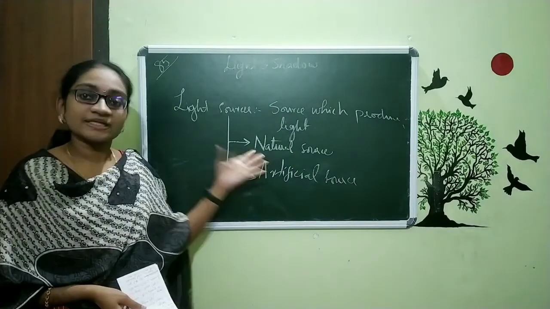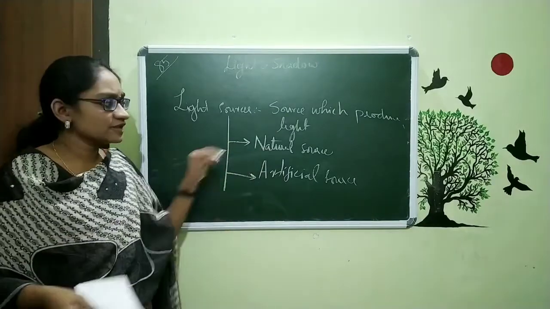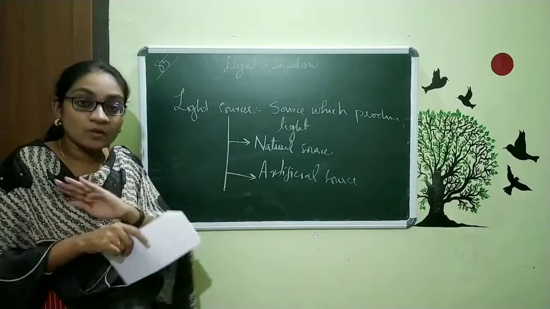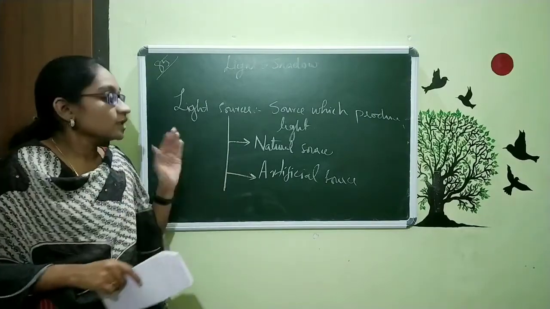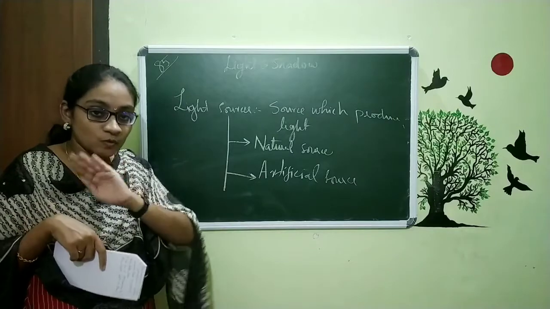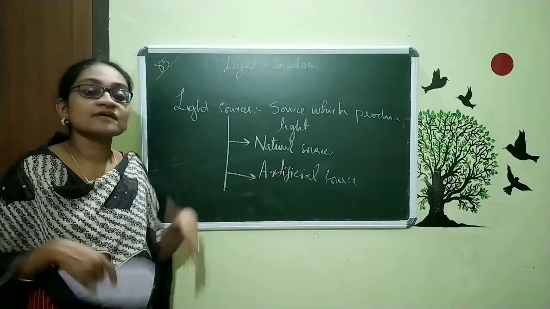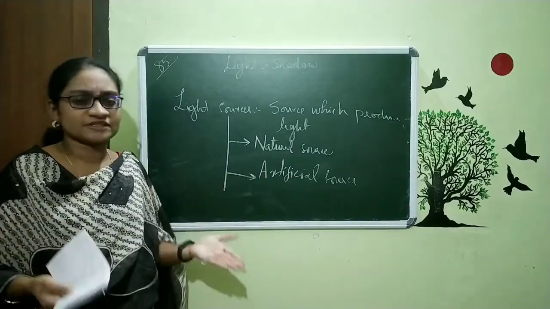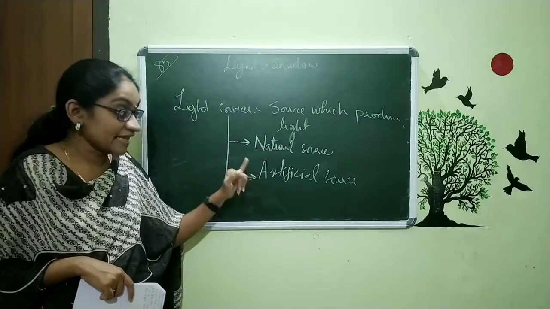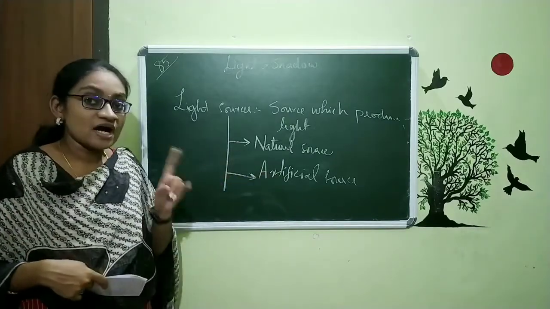You can see it from the name itself. Natural source means the source which is made by nature itself. There are no manipulations done on that. That means no additions or no editing will happen on that by human beings. So that is natural source. The light source which is produced by nature itself. And the artificial sources are what? The sources which are produced artificially by human beings, or manipulated by human beings. That is artificial sources.